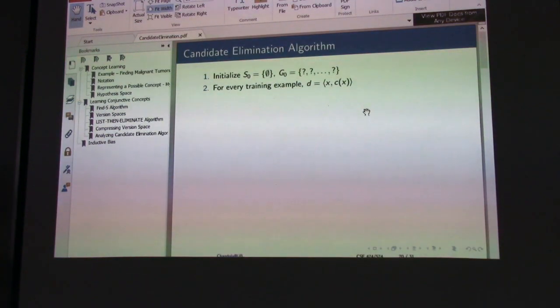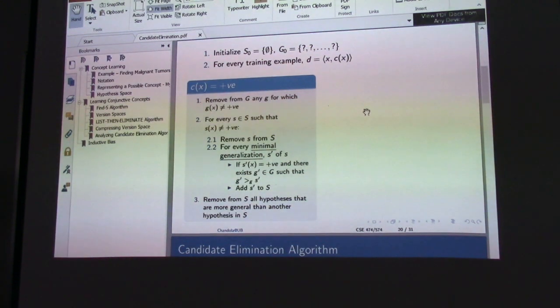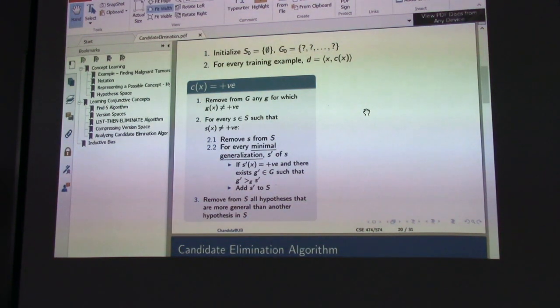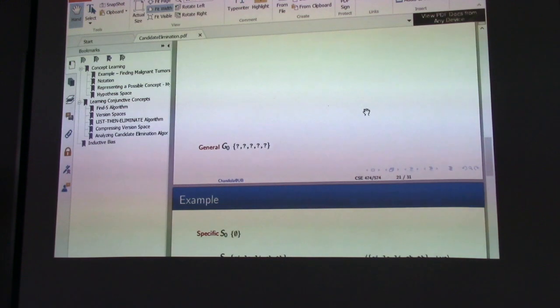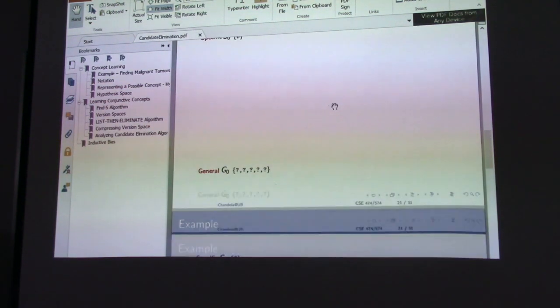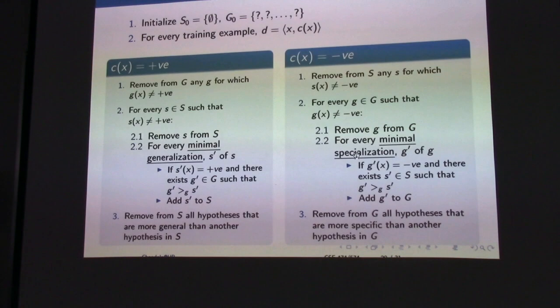Okay. So for the candidate elimination algorithm, you need to find both the specific bound and the general bound. This is the pseudocode for the candidate elimination algorithm. I think maybe it's a little complex, so you may review it after this recitation. Here I want to explain this algorithm using an example.